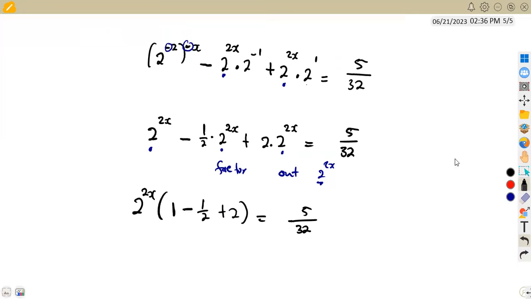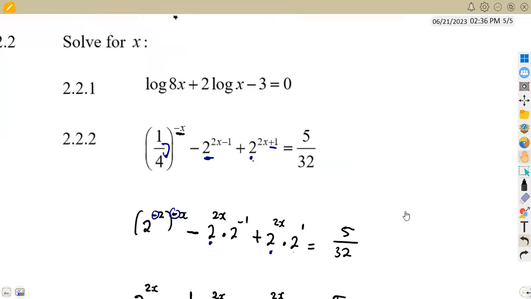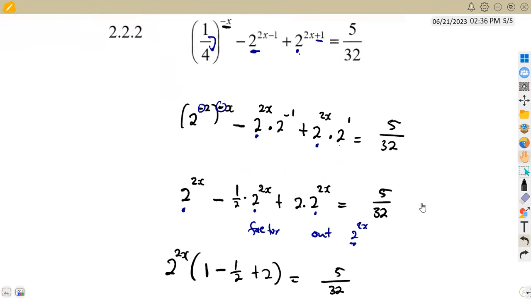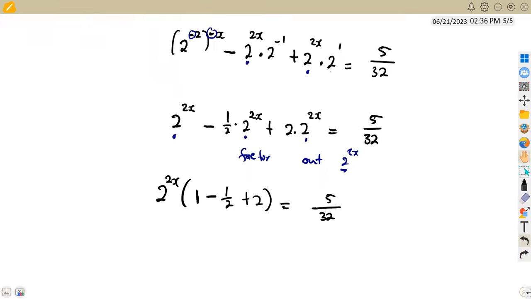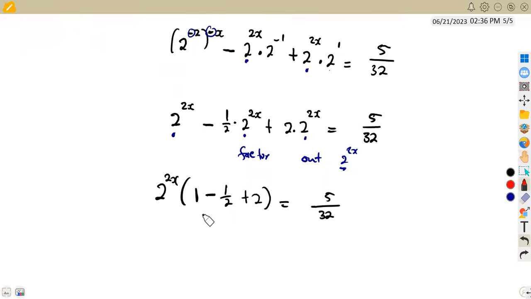This is a question that does not even limit us in the use of a calculator. It's just to solve for x, meaning to say the use of a calculator is allowed. So what you can do is simplify this directly on your calculator, 1 minus a half plus a 2. This is going to give us 5 over 2. Thus, we've got 2 to the exponent of 2x times 5 over 2. Inside the bracket, we are obtaining 5 over 2, which is equal to 5 over 32.